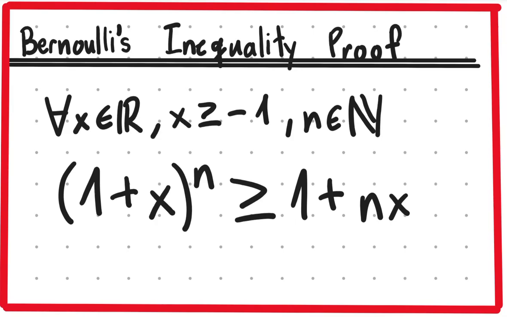In this video, we're going to prove the so-called Bernoulli's inequality, which states that for all x element of R with x bigger or equal to -1, and n element of the natural numbers, (1 + x)^n is bigger or equal to 1 + nx. So I would like to prove this to you guys using induction.